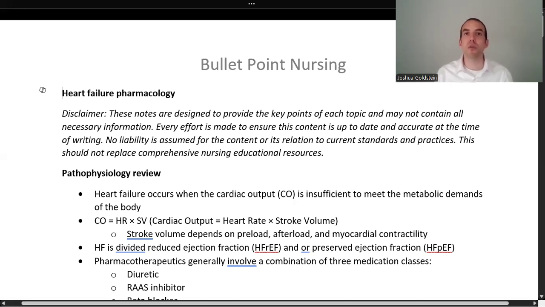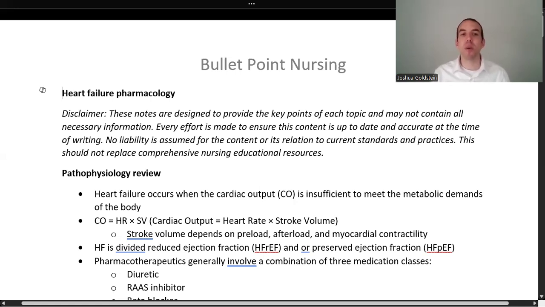Heart failure is divided into two subclasses. There's HFrEF and HFpEF. HFrEF is heart failure with reduced ejection fraction, and HFpEF is heart failure with preserved ejection fraction. And we'll talk more about that in just a minute.